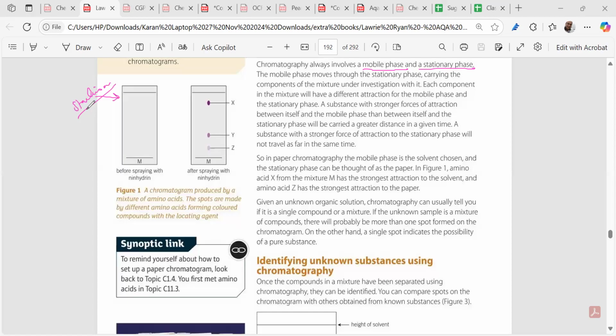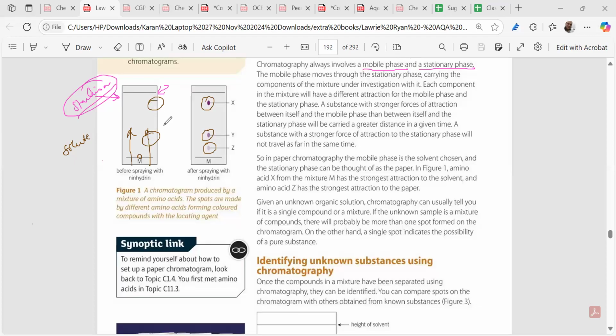In paper chromatography, we have taken a paper chromatograph over here, and this is the stationary phase. And we have taken the solvent. We put the mixtures to be separated on this pencil line we have drawn, and put in the solvent. The solvent is the mobile phase, right? Now you have to remember one thing: the solute which you are separating out will be having an attraction with the stationary phase, the paper, as well as with the mobile phase, right?